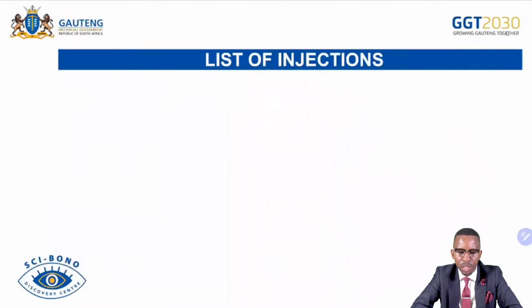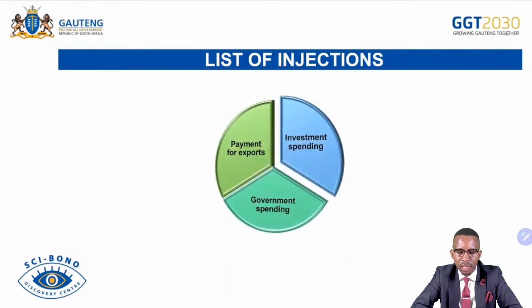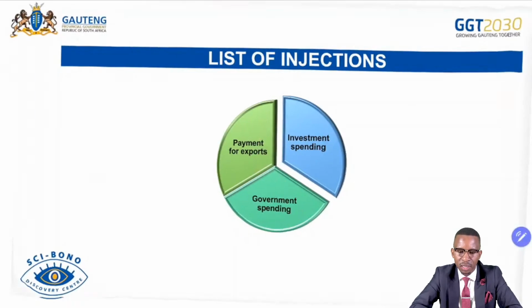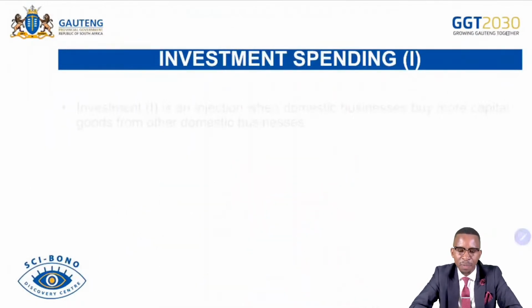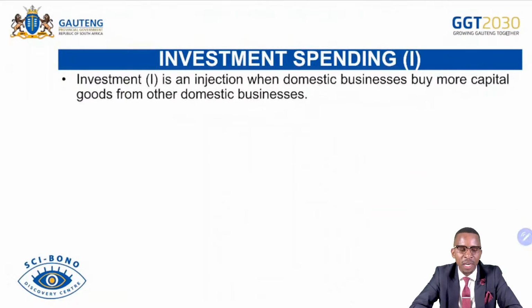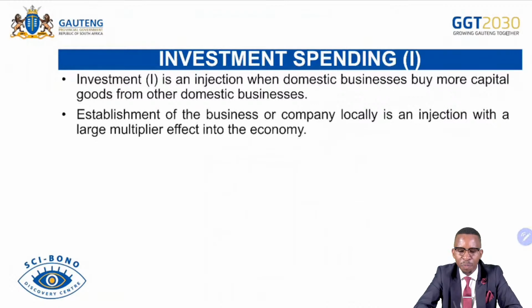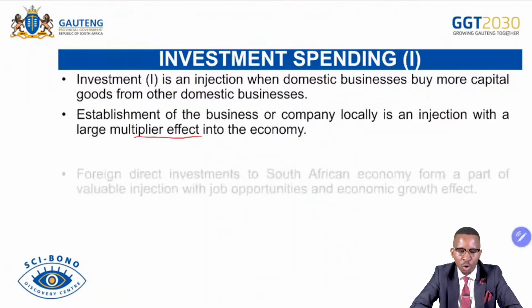And then we continue the list of injections. There they are listed. Payment for exports are in place there. And then we have government spending, we have investment spending by businesses. And then let's look at them being explained in detail. Investment, which is known to be I or capital formation, is an injection when domestic businesses buy more capital goods from other domestic businesses. And then also establishment of a business or company locally is an injection with a large multiplier effect in the economy. Whenever one establishes a business, that is an injection because it will lead to further growth of the economy of the country.